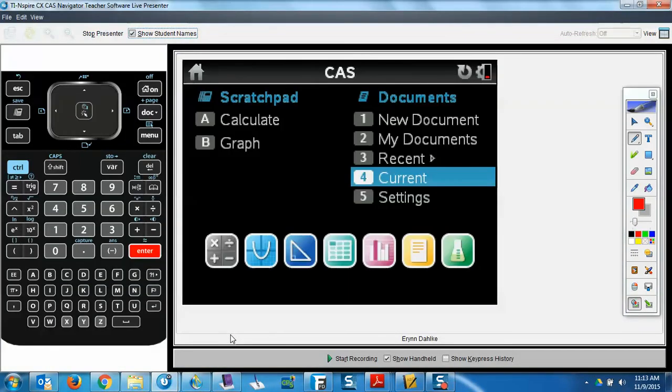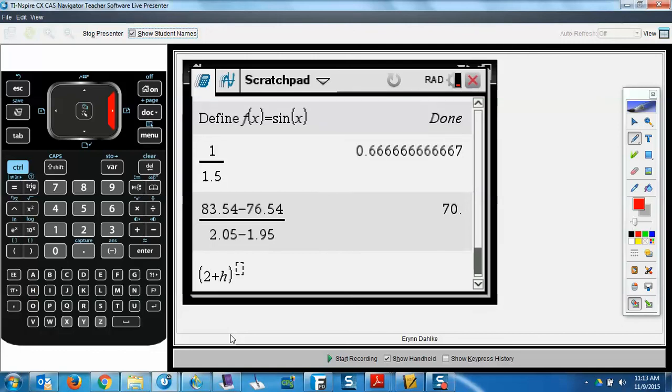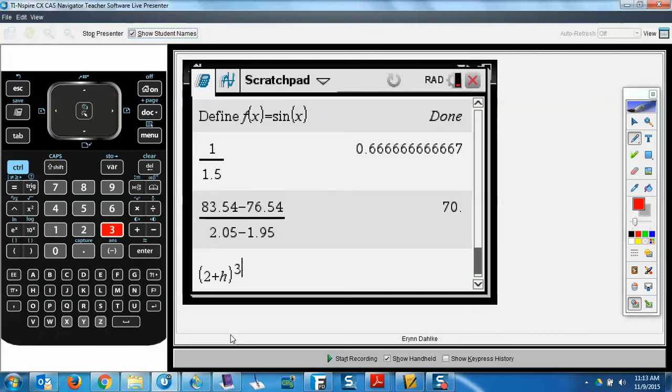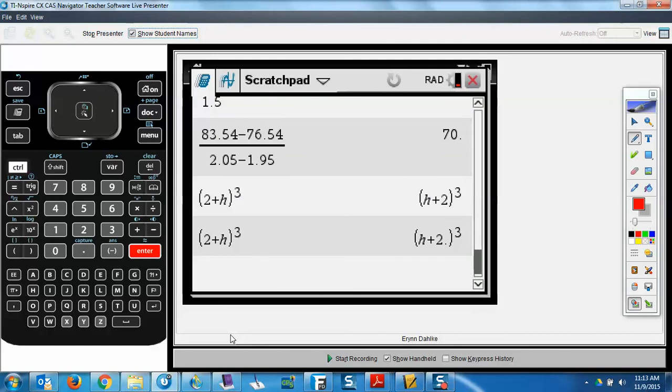Let's go to your calculator screen, just hit your scratch pad, and let's type in parentheses 2 plus h to the third power. Hit enter. Oh, that's disappointing. Control enter. That's disappointing. Oh, Control so enter. Try that. It flips it. I'll put a decimal point behind the 2, but other than that, okay.